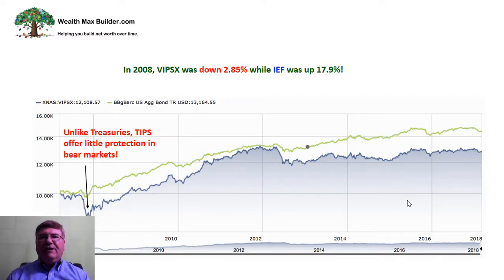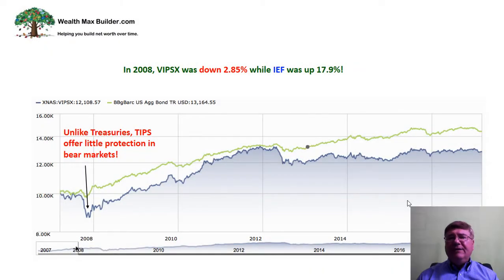Let's have a look at this graph, for example. In 2008, the S&P 500 was down about 35–36%, and you would expect the TIPS bond funds to have performed well in 2008, when in fact the Vanguard TIPS fund was down 2.85% in 2008. So TIPS offered very little, if any, protection on the way down in the bear market of 2008.